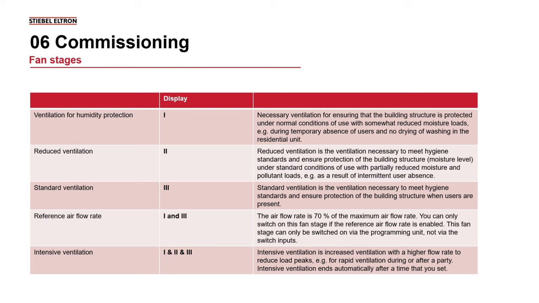Fan speed 2, reduced ventilation. Reduced ventilation is the ventilation necessary to meet hygiene standards and ensure protection of the building structure under standard conditions of use with partial or reduced moisture and pollutant loads. Fan speed 3, standard ventilation. Standard ventilation is the ventilation necessary to meet hygiene standards and ensure protection of the building structure when occupants are present.